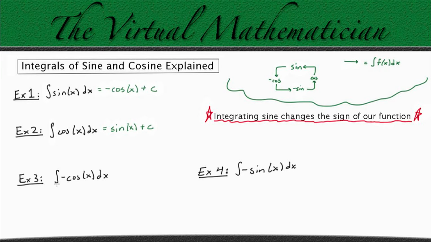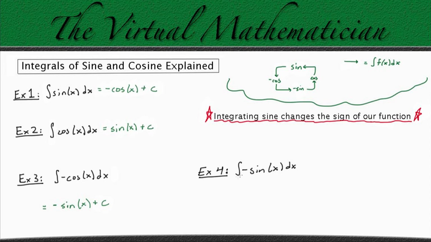Example 3. This says take the integral of negative cosine of x dx. So similar to example 2, we know the integral of cosine is sine, and that whenever we integrate cosine, our sign doesn't change. So since we started off with a negative cosine, we're going to end with a negative sine. And we have to include our plus c because this is an indefinite integral.